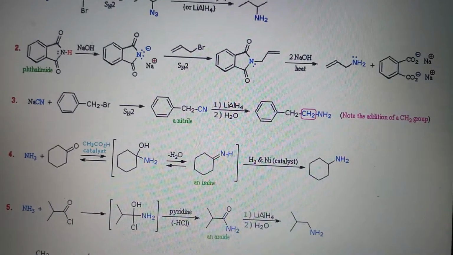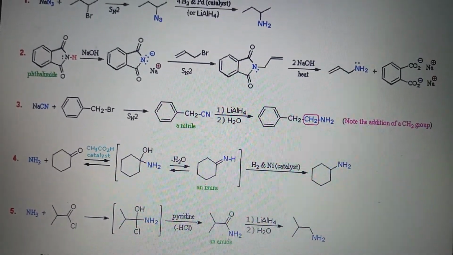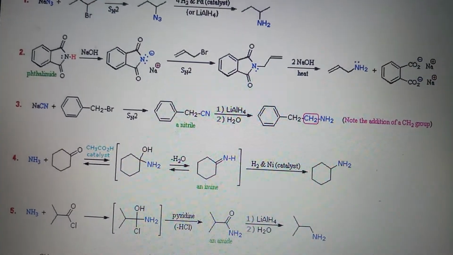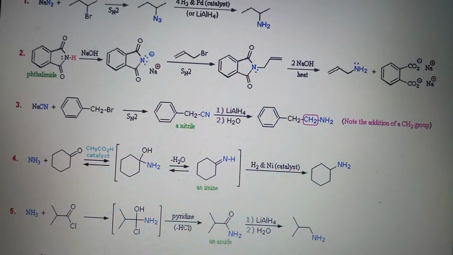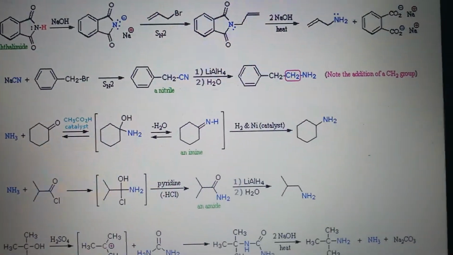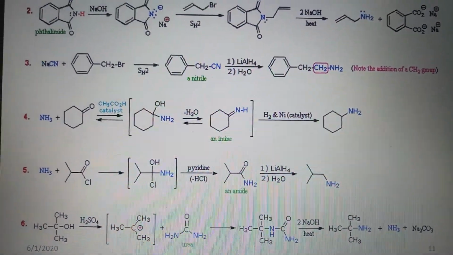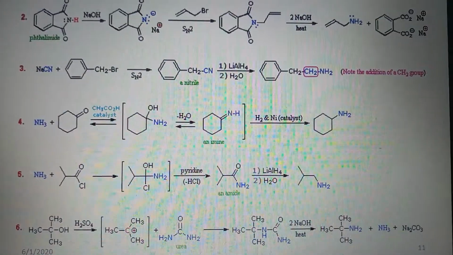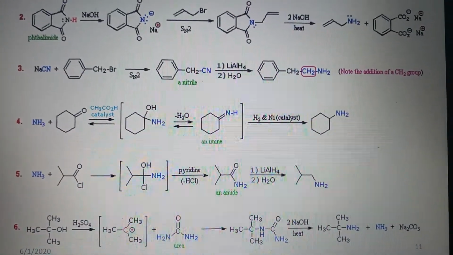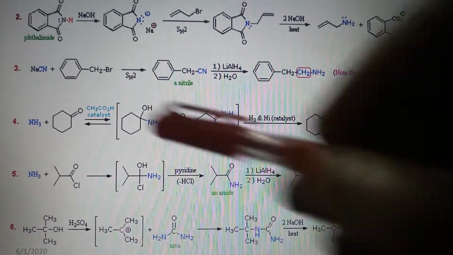In all three of these methods, 3 degree alkyl halides cannot be used because the major reaction path is E2 elimination. In examples 4 and 5, here 4 and 5, it proceeds by attack of ammonia or another nitrogen nucleophile at the electrophilic carbon of a carbonyl group. You can see here and here.